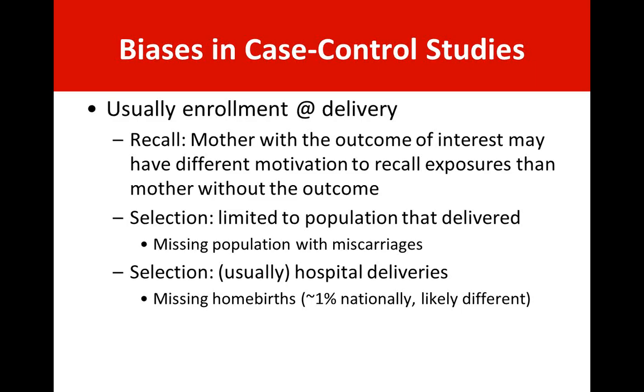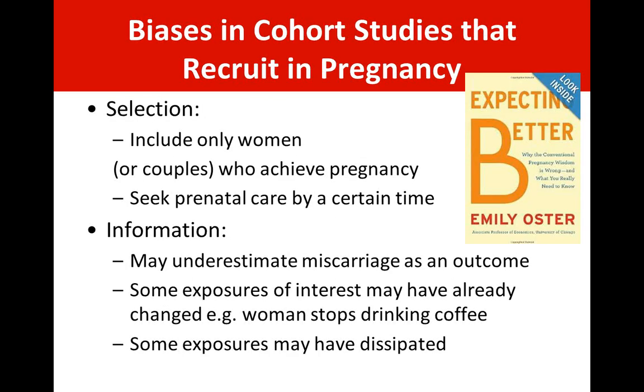Now, granted, it's not a lot. It's about 1% nationwide. But I submit to you that that 1% of people who are electing to deliver at home are probably different than the people who are delivering in a hospital and may have had many other exposures that were different along the way through that pregnancy. So if you can't do a case control without bias, maybe a cohort study.